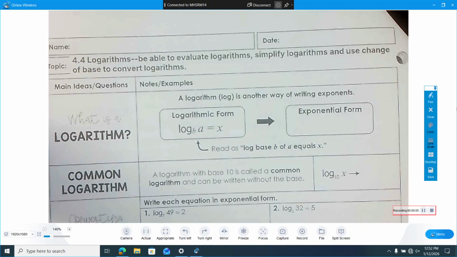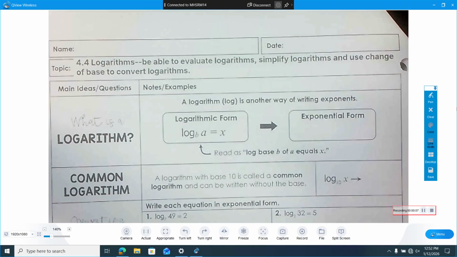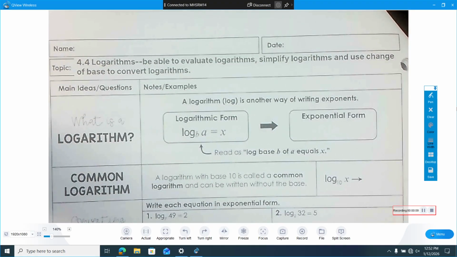Okay, so today we are talking about logarithms. I want you to be able to evaluate logarithms, simplify them, and use change of base to convert logarithms, which is kind of a lot, but I love this. This stuff, I think it's really cool.